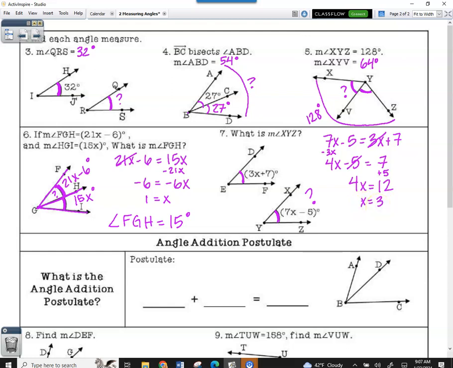Now I didn't say find x. It said tell me the measure of x, y, z. So what do I do now? Plug it back in. Right here where there's x, I'm going to plug in 3. So 7 times 3 minus 5. And what do you get? 16 degrees.